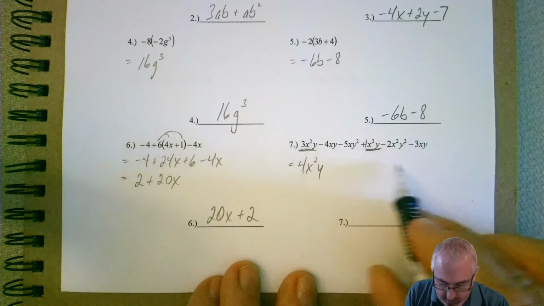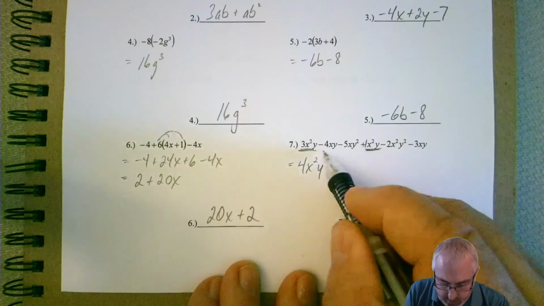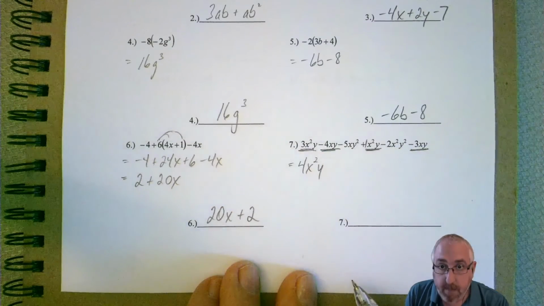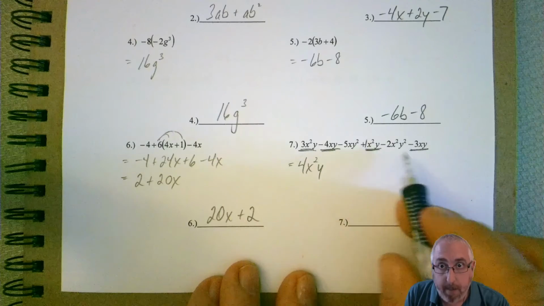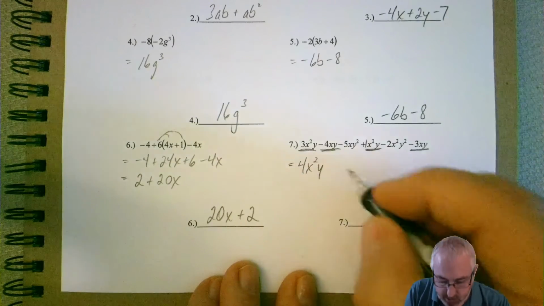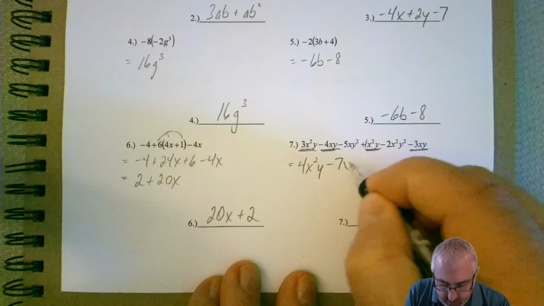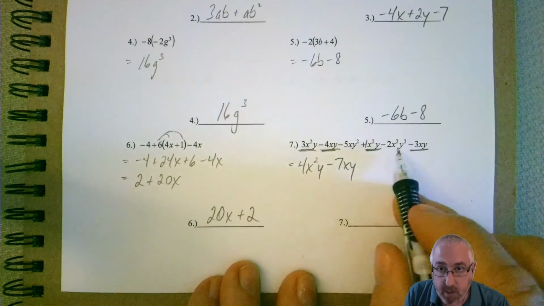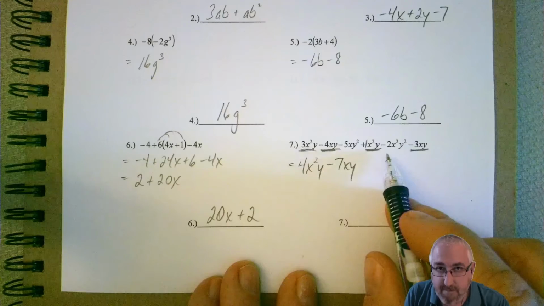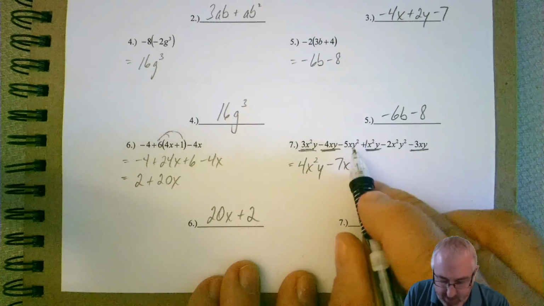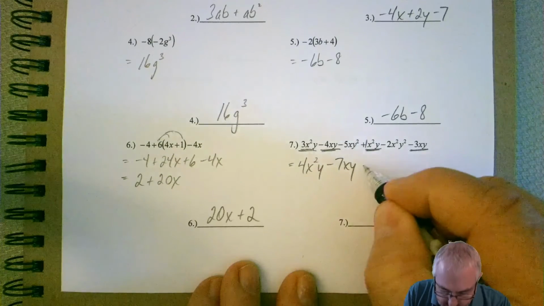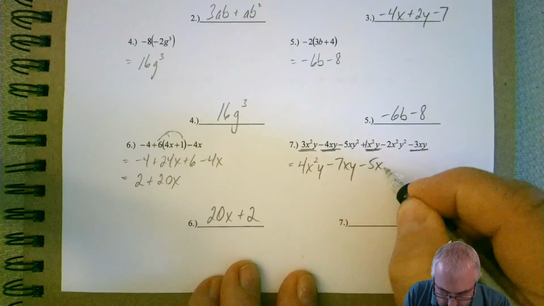Okay, what else can we combine in here? Hopefully you can see these ones here. Minus 4xy minus 3xy should give you a minus 7xy. And what about these last two? Can we combine those? Nah. This one's missing an exponent on the x. So we can't combine those together, so we're just going to write those down.